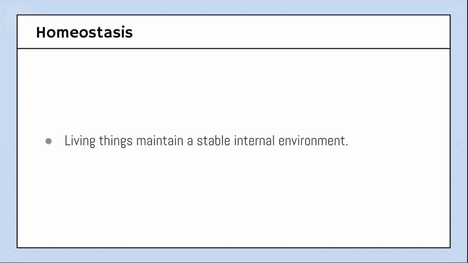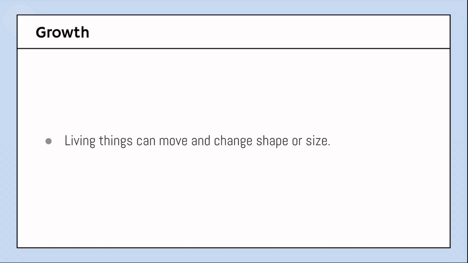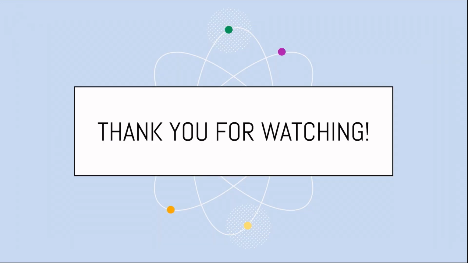Lastly, growth. Living things can move and change shape or size. So these 7 statements that I've mentioned are the 7 criteria that could be used to distinguish living things and non-living things. This would be the end of today's video.